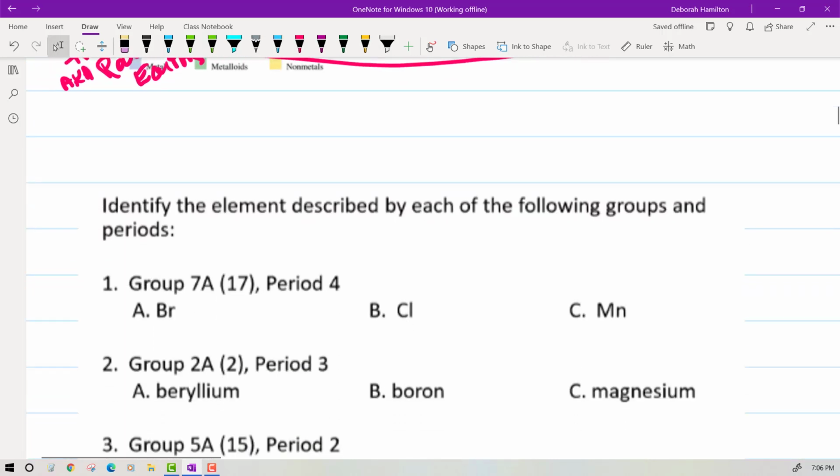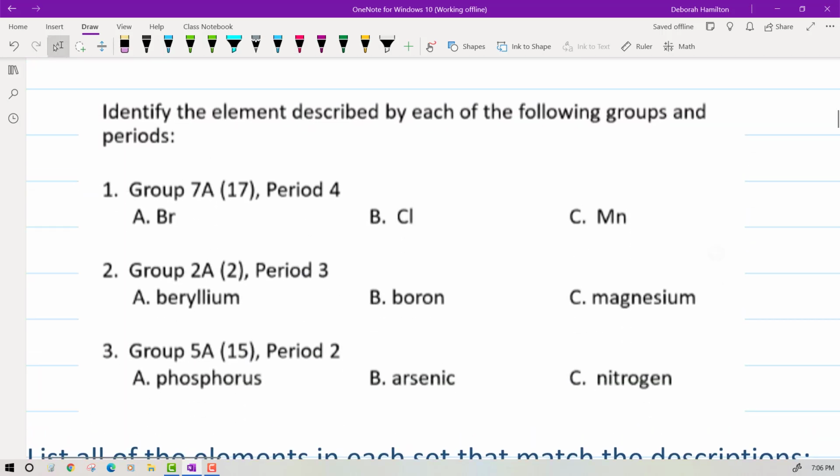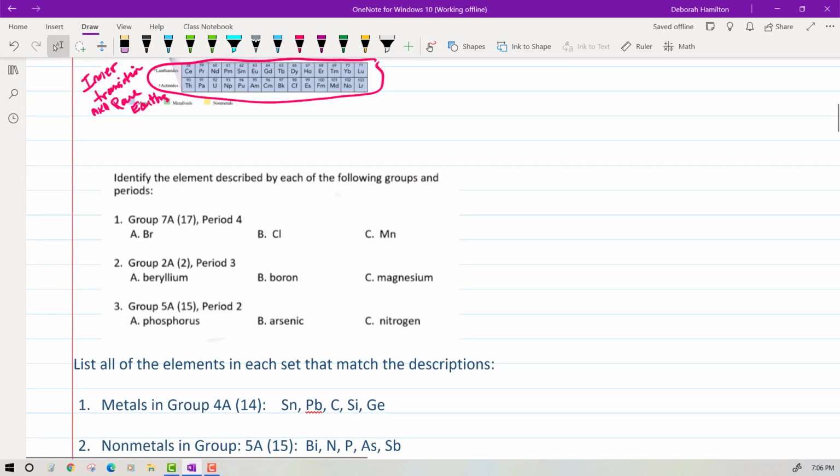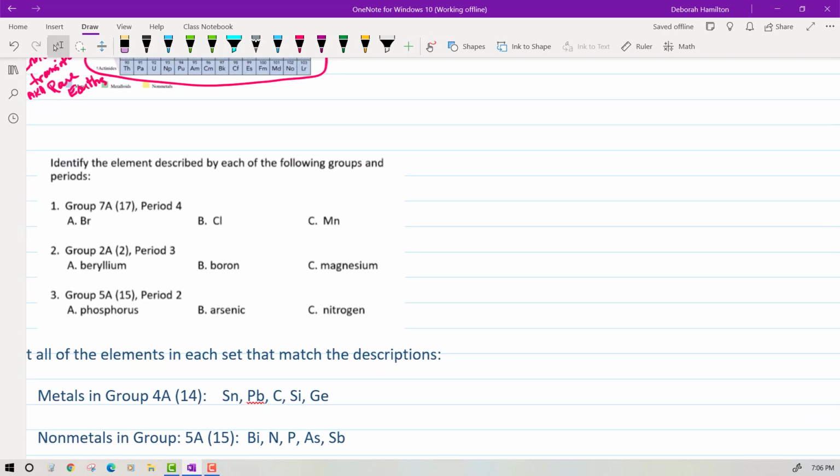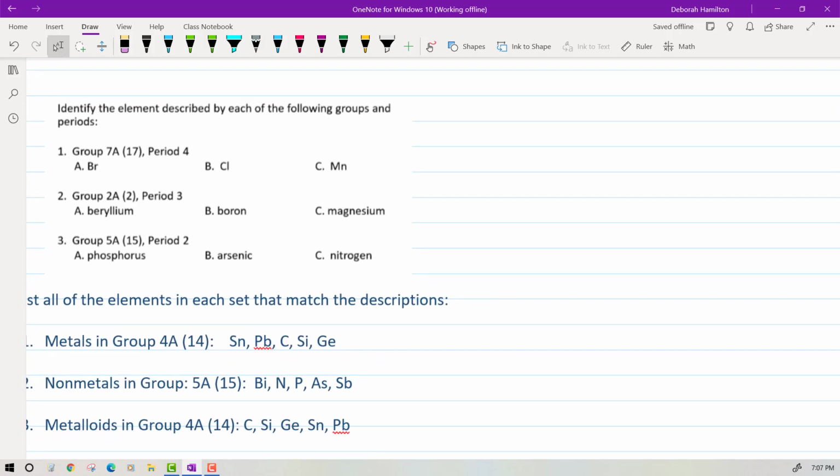All right, so there's a couple of problems here for you to try. I'll shrink this down a little bit. All right, see if you can locate these elements and give their names. Group 7A or 17 and period 4. What element can be found at that intersection? All right, so that's something that you can find. You can stop the video and try these and then come back and check your answers. All right. So I'll pause for a second while you do that.